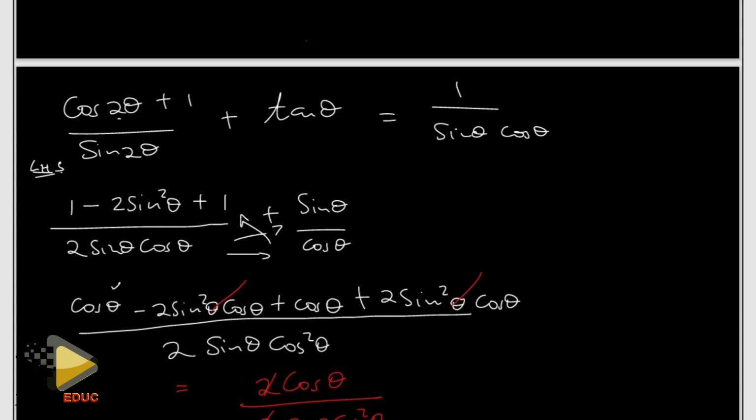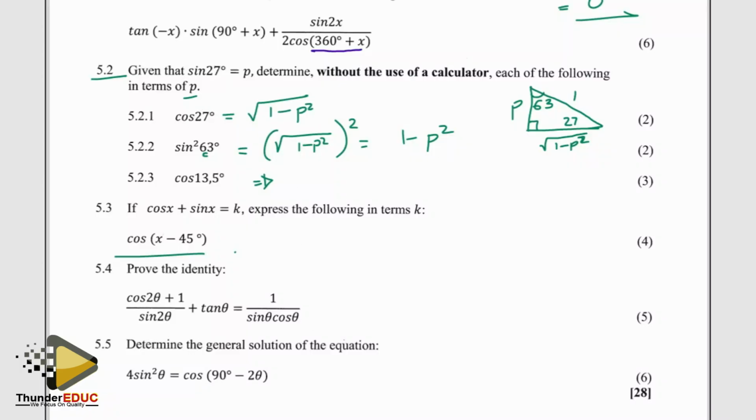The 2 cancels the 2, 1 cos cancels 1 cos, and then I'm left with 1 over sine theta cos theta, which is the right-hand side. So that's how that proof was done, or was meant to be done.